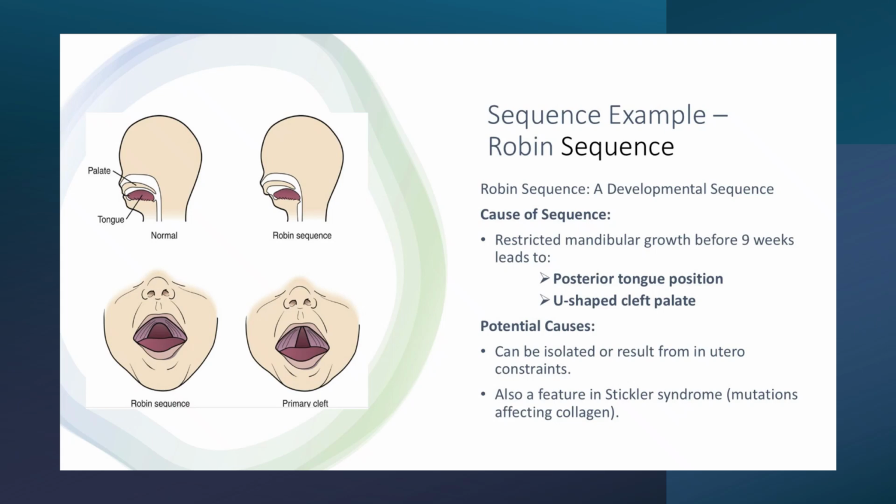The Robin sequence is a developmental sequence where restricted growth of the mandible early in gestation causes the tongue to lie in a posterior position, obstructing the normal closure of the palatal shelves, which leads to a U-shaped cleft palate. This can occur in isolation or due to conditions like Stickler syndrome, where mutations in collagen genes affect multiple areas of development. Recognizing this as a sequence rather than a primary cleft palate malformation is essential, as it influences the prognosis and treatment for the child.